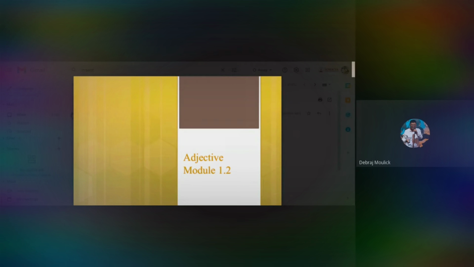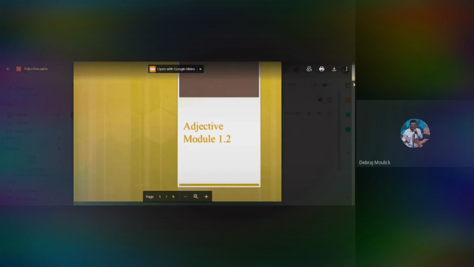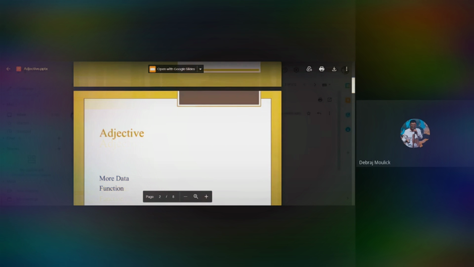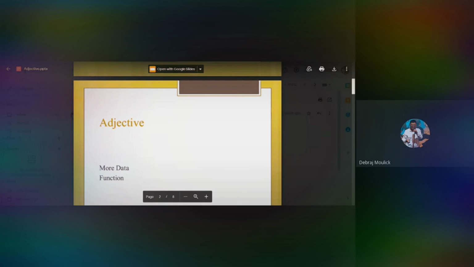We are here with the second module of this course, that is English grammar. Today I'm going to teach you about the adjective. First of all, what is an adjective? Adjective is something which qualifies noun and pronoun.